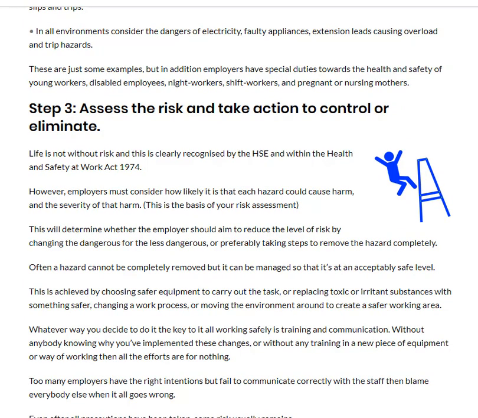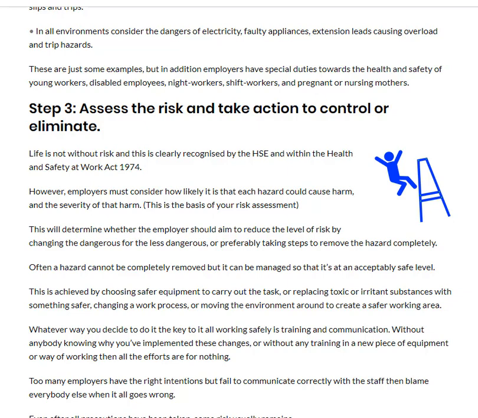Step 3. Assess the risk and take action to control or eliminate. Life is not without risks, and this is clearly recognised by the HSE and within the Health and Safety at Work Act 1974. However, employers must consider how likely it is that each hazard could cause harm and the severity of that harm. This is the basis of your risk assessment.